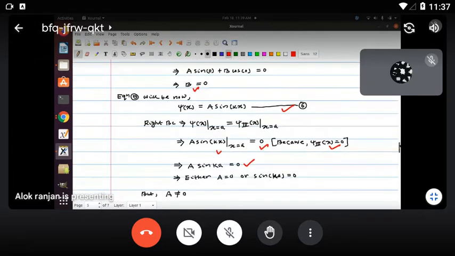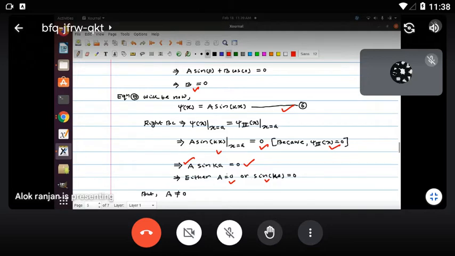Is it clear to everybody? Did you understand how we get this relation? Yes, sir. So what does it mean? It means that we have two factors or two entities here, a and sin ka. So this product will be 0 if either a is 0, or sin ka is 0, or both of them are 0.